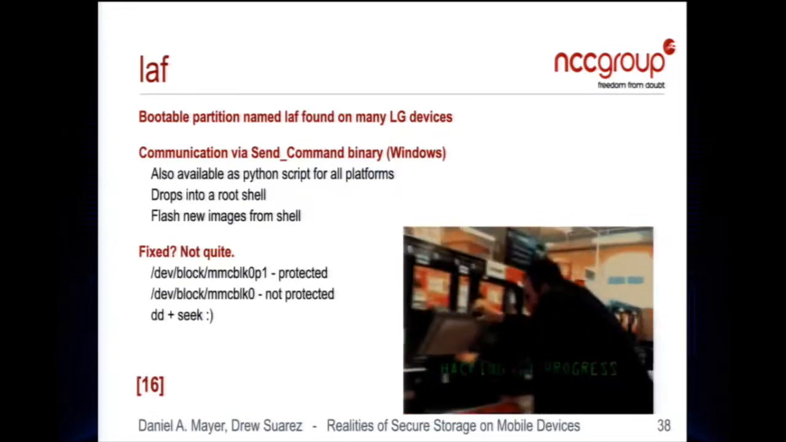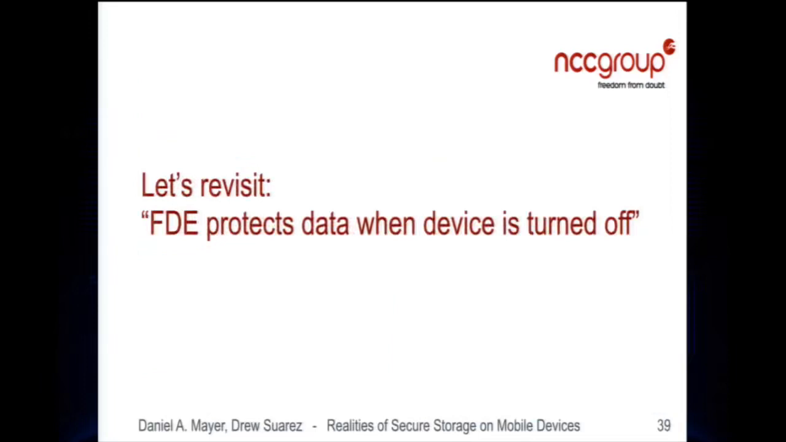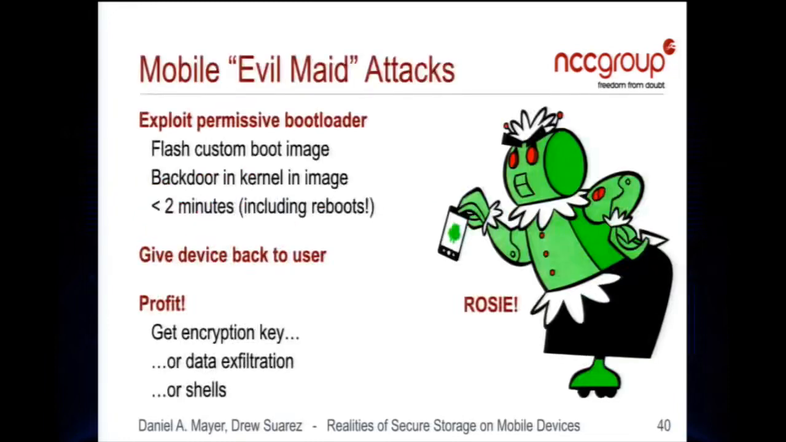So let's revisit the idea that full disk encryption protects the device when it's turned off. We are suggesting that this is not always the case. And so we'd like to introduce Rosie, our evil Android evil maid. This exploits permissive bootloaders on many handsets. Basically, we created our own kernel image using the open source GPL version of the kernel from the OEM, installed a backdoor, and in less than 2 minutes, we can completely backdoor a device here.